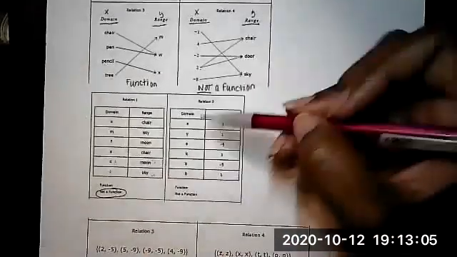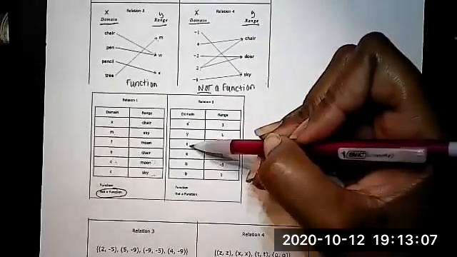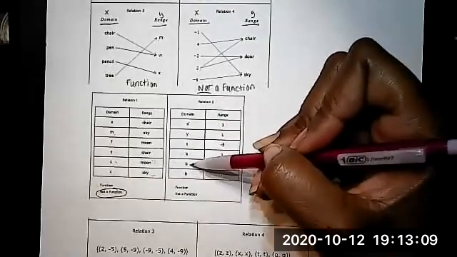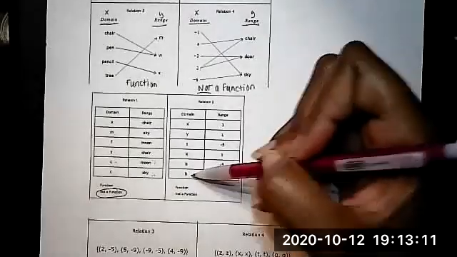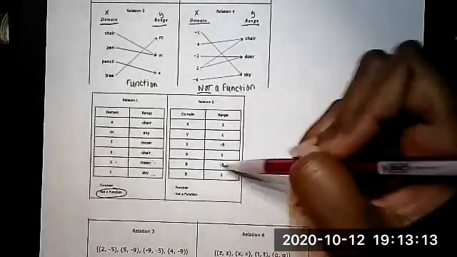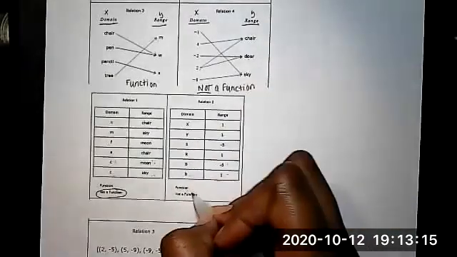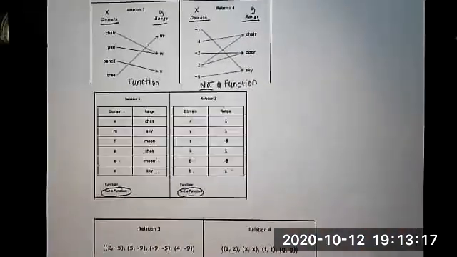Okay, let's look here. X, Y, S, B and B. B goes to -5, B goes to 1. B cannot go to two different numbers. Your answer is not a function.